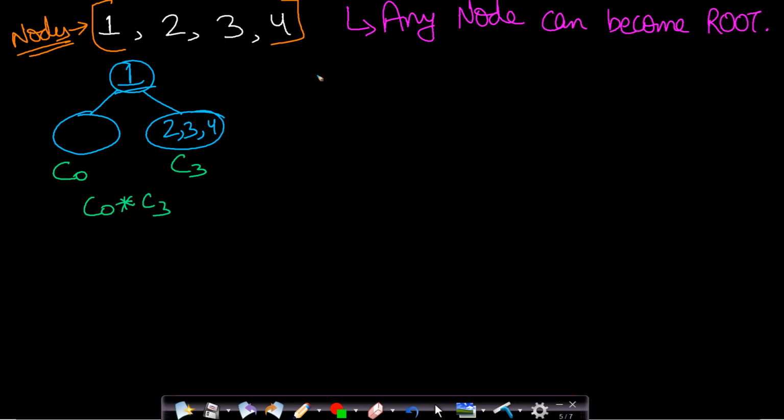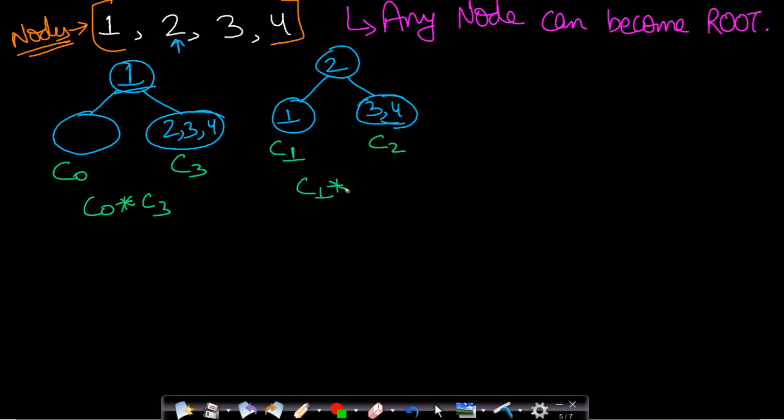Now let us assume that we make this 2 as our root node. If you make 2 as a root node, then in the left subtree you will be having just a single node and in the right subtree you will be having 2 nodes. So what will be the total number of structurally unique BSTs? In the left hand side, since you have 1 node, let us represent the number of structurally unique BSTs in this left subtree as C1. And in the right subtree, let us represent it by C2 since it is having 2 nodes. So the total combinations in this case will be C1 into C2.